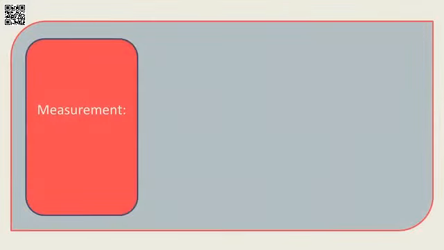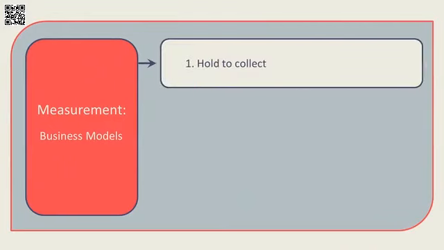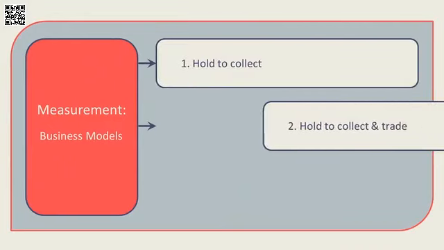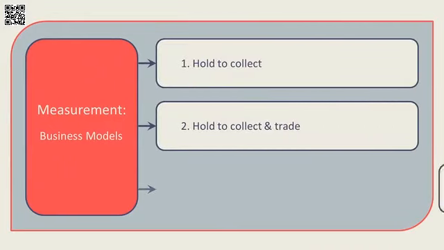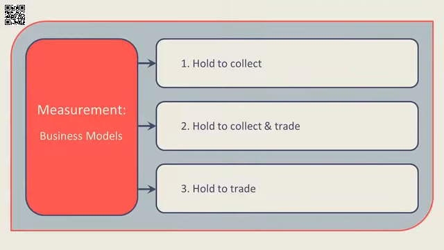And the IFRS 9 approach to measurement is a strategic one. In other words, you have to identify the business models that the company follows. And there are 3 business models that we could have. We could have hold to collect, we could have hold to collect and trade, or we could have hold to trade. Now imagine a typical bank.